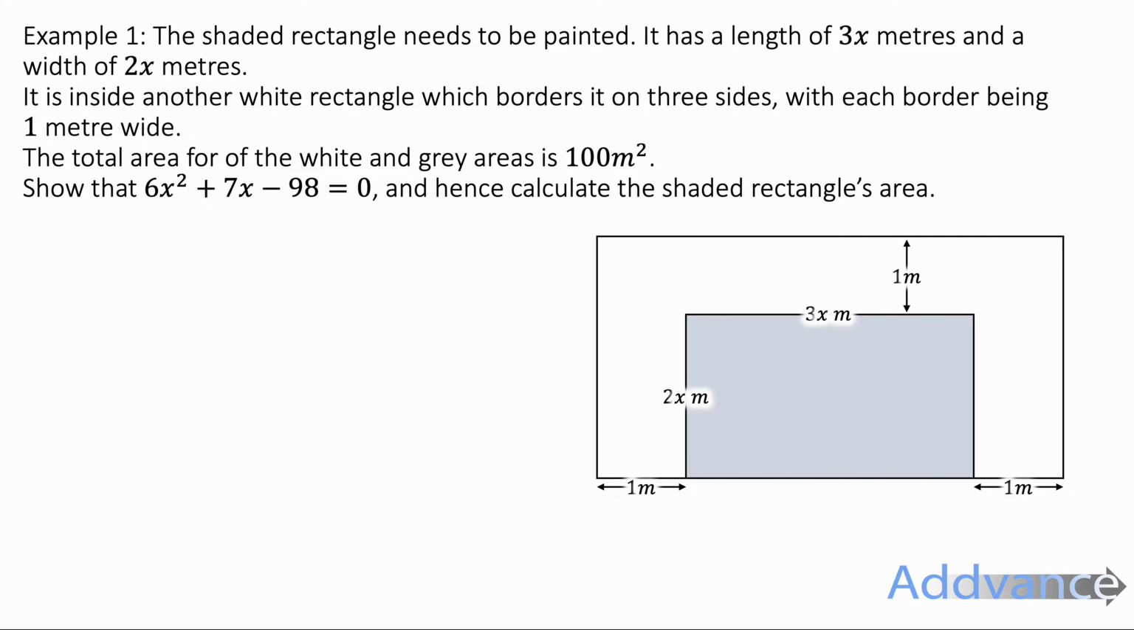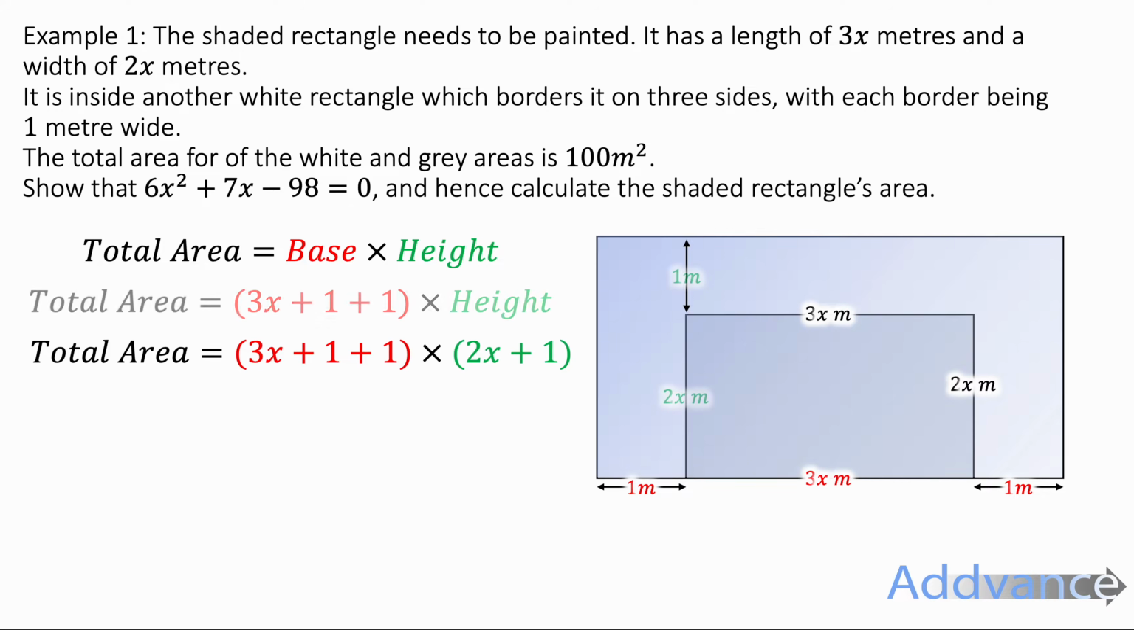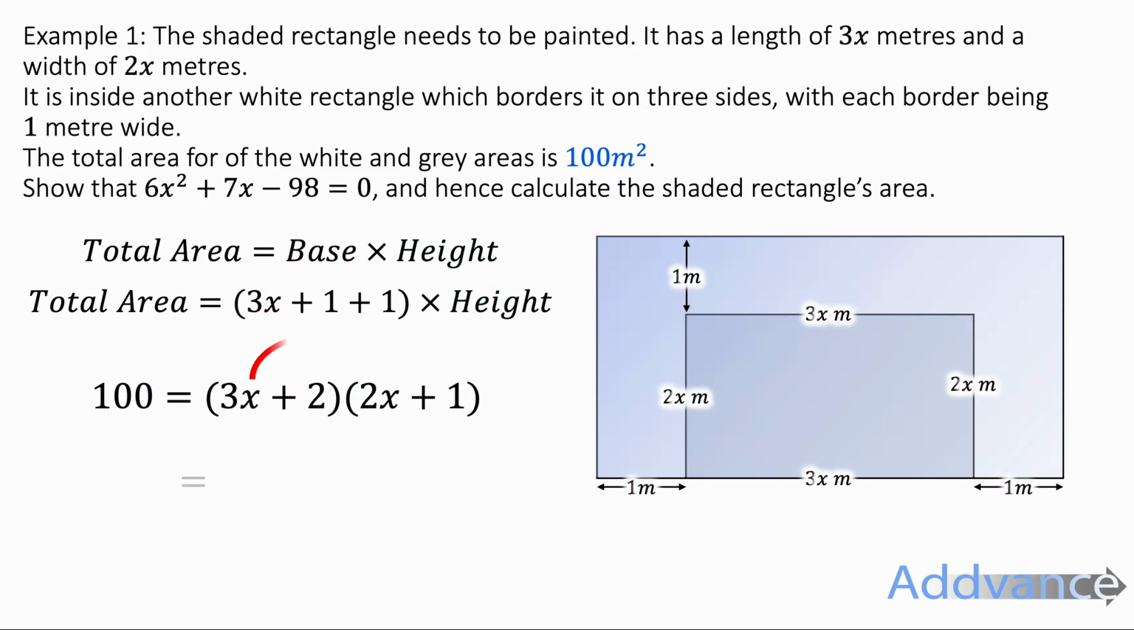Show that 6x squared plus 7x minus 98 is equal to 0, and hence calculate the shaded rectangle's area. Okay, so the white and grey areas together is equal to 100 meters squared. So the total area of that is going to be base times height, which is going to be 3x plus 1 times 2x plus 1, which simplifies to 3x plus 2 times 2x plus 1, and that's equal to 100 meters squared. We'll use the crab's claw method to expand those brackets like this.